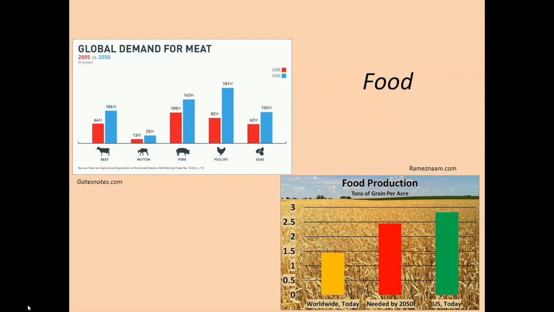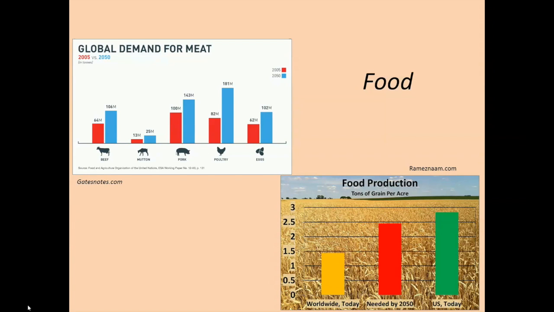Now let's move on to food. First, let's talk about the global demand for meat. This is shown in the chart in the top left corner. We see that for every category, the demand for meat will grow by 2050, and in some cases, it will double or more.